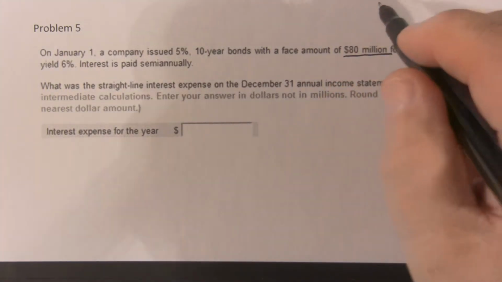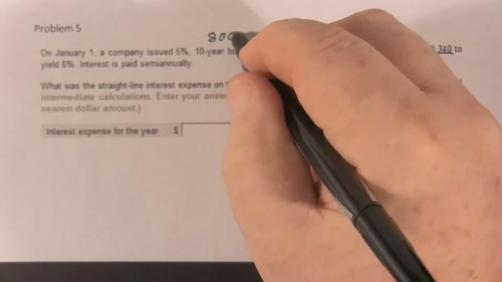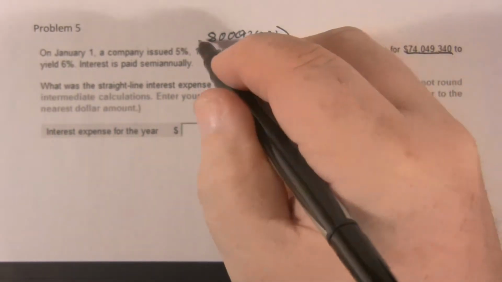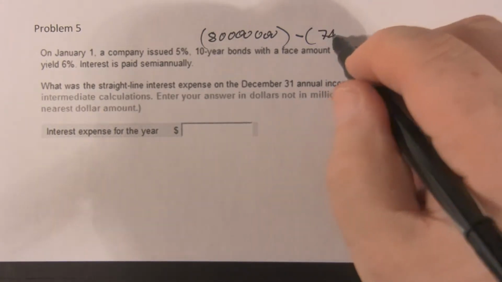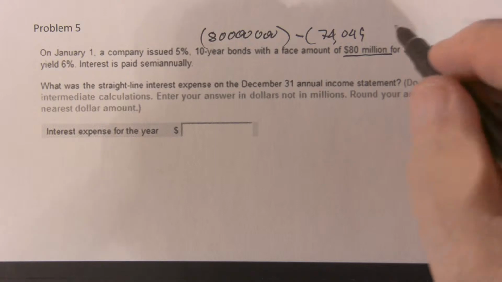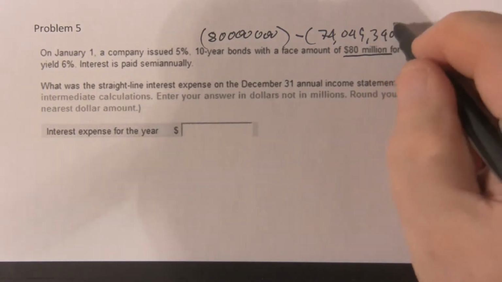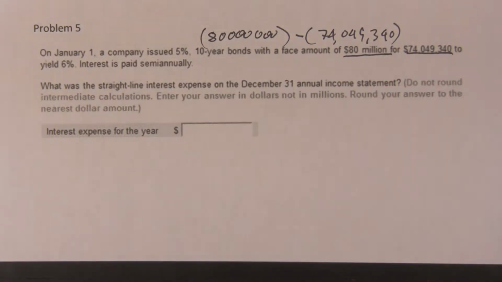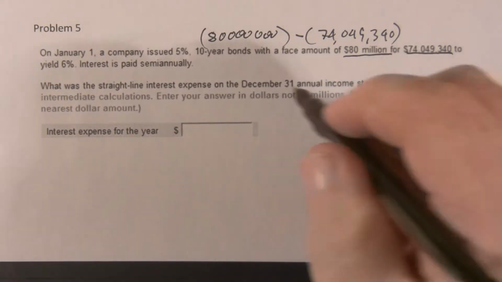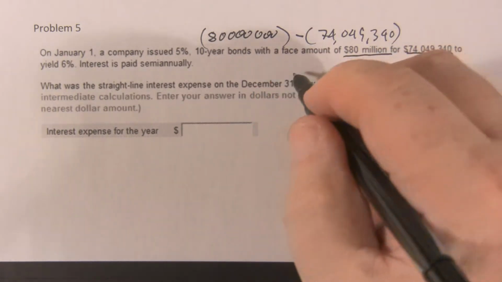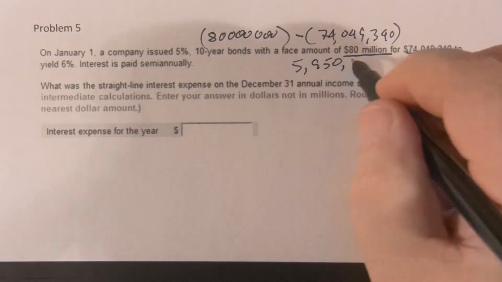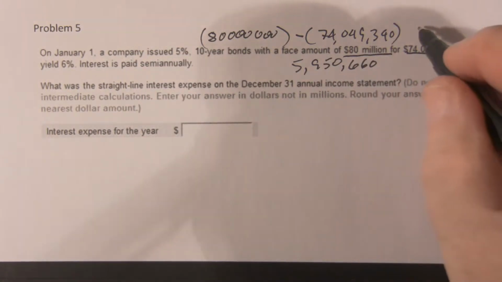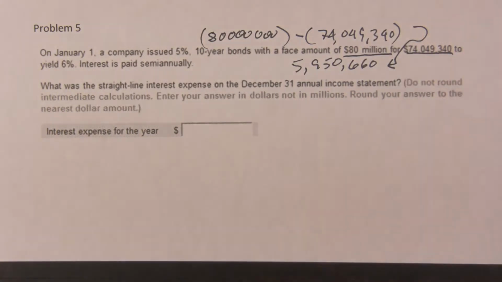So the total amount of discount would be the 80 minus the 74,049,340. So the total amount of discount, if you subtract those two, the total discount is $5,950,660. That's the total discount.